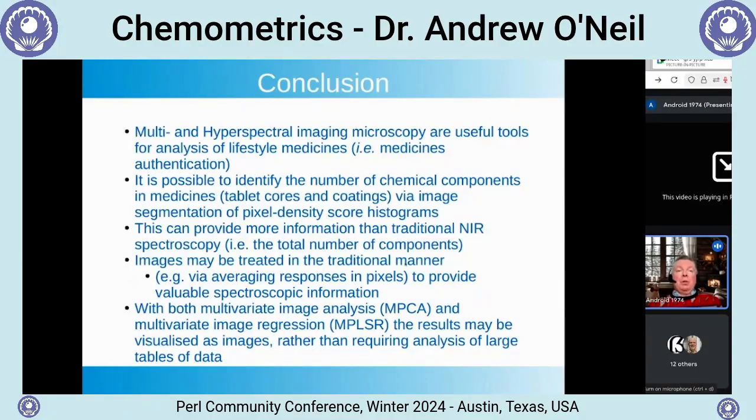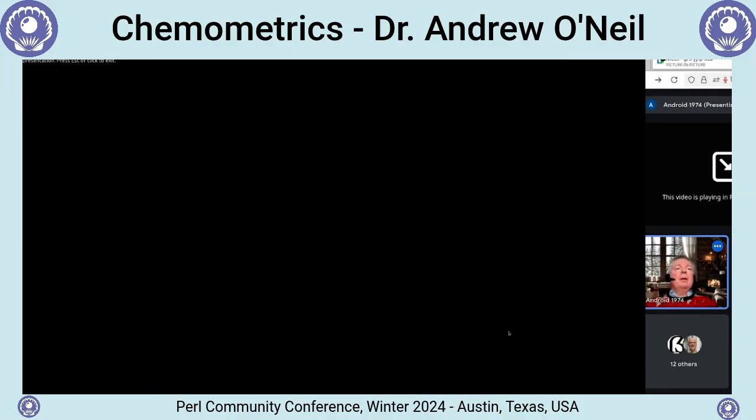Images may be treated in the traditional manner, e.g. via averaging responses in pixels to provide valuable spectroscopic information. And with both multivariate image analysis and regression, the results can be visualized as images, and this saves having to look at large tables of data. So that also is something that's quite appealing. So we can visualize the results rather than just have to stare at tables of data.